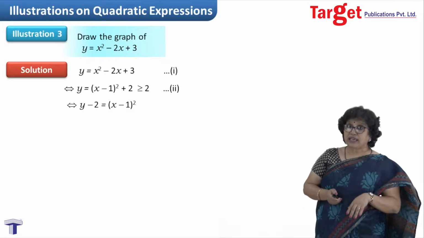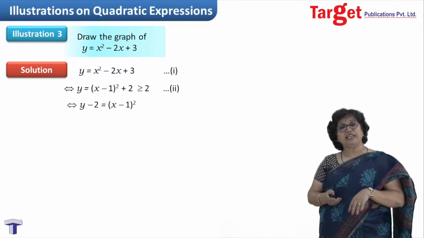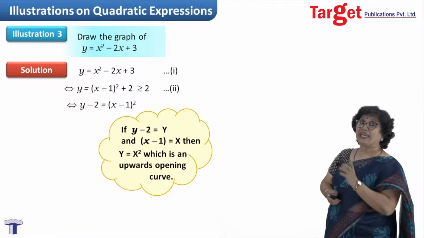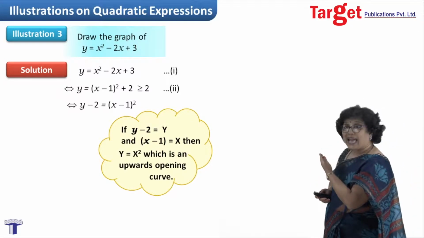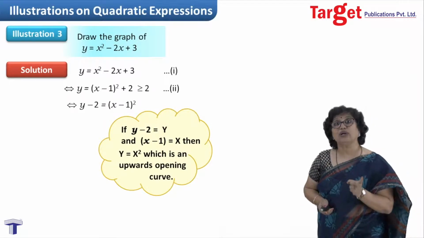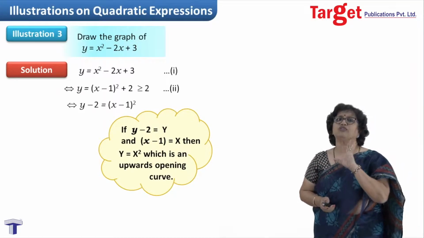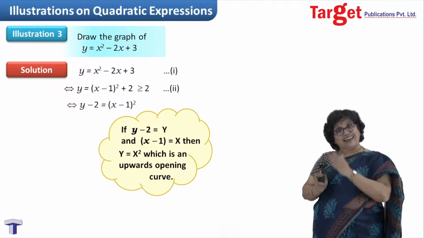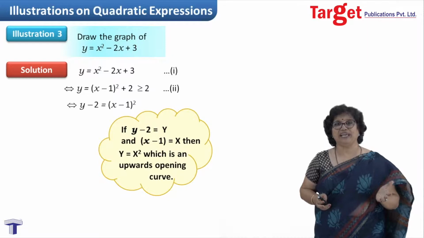Then I also see that if I rewrite it as y minus 2 equal to (x minus 1) whole square, and if I replace y minus 2 by capital Y and x minus 1 by capital X, then it would look like capital Y equal to capital X square. Now don't get perturbed because of capital letters, but I'm sure you can connect it to y equal to x square plus bx plus c.